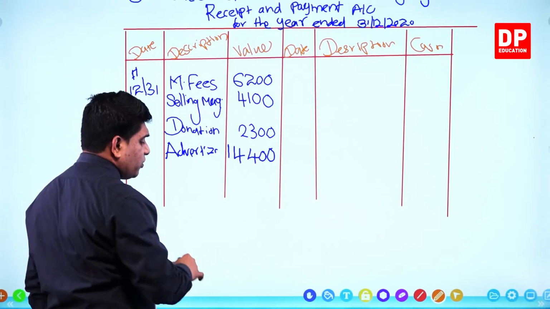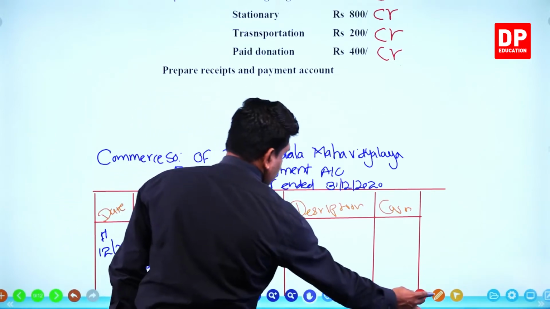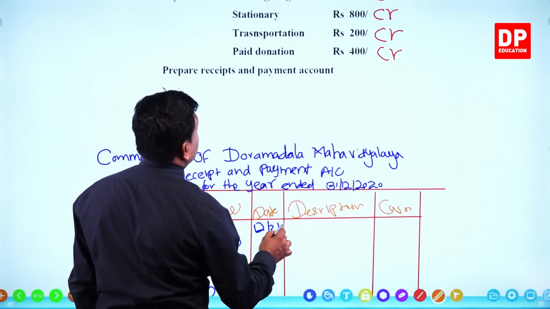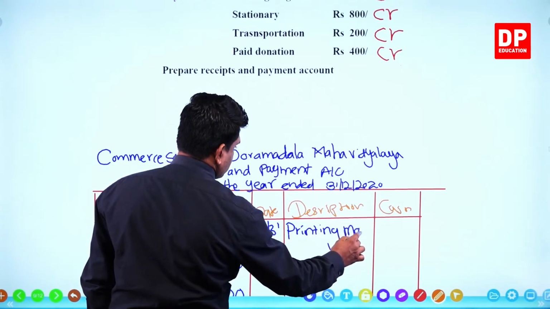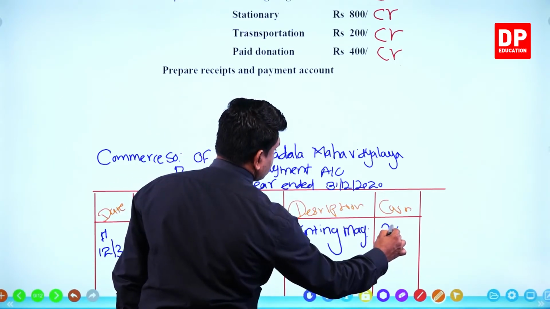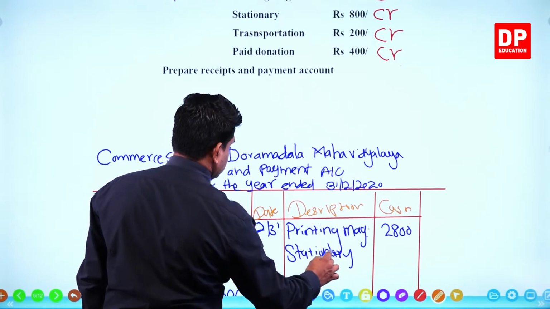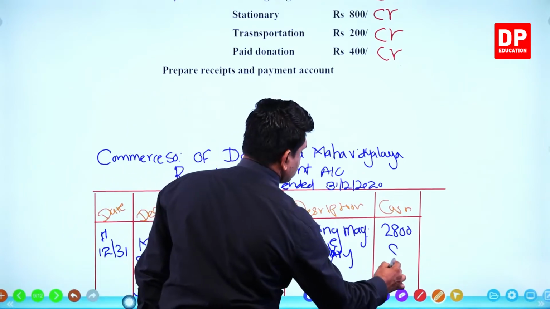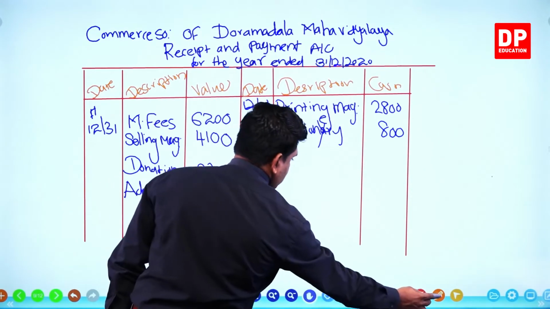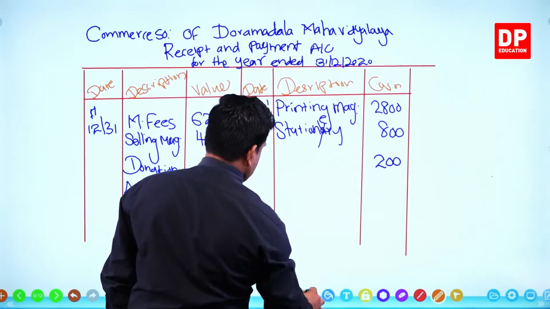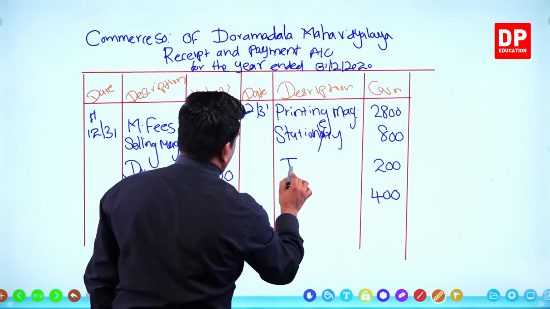Then all the money received. Okay. Now you go to the credit side. The cash payments after that. Printing of magazines 2,800. The date is also 12/31st. Then stationery, how much? 800. Transportation 200.